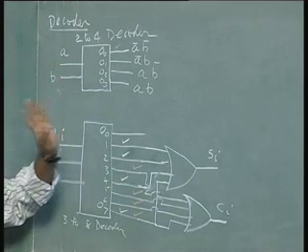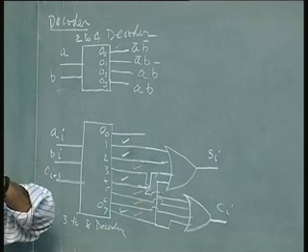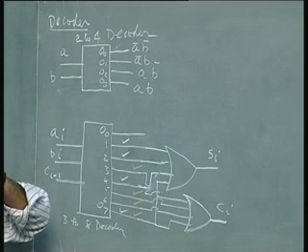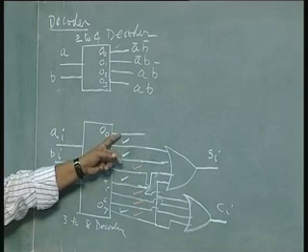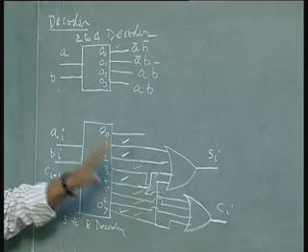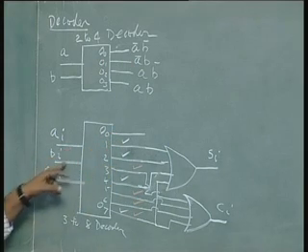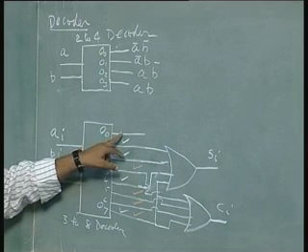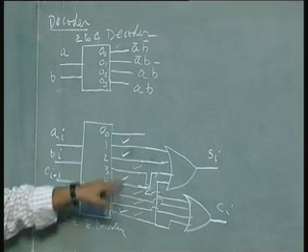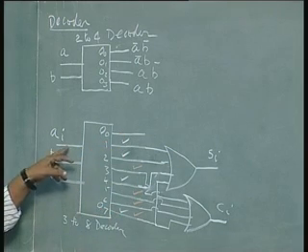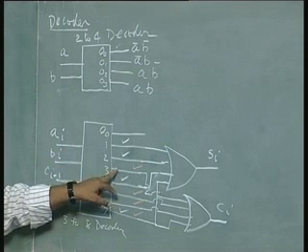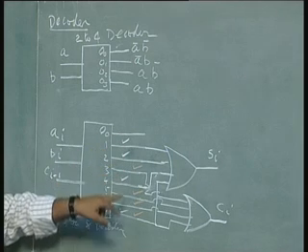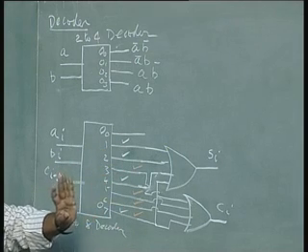But in an actual commercial device, outputs are active low. That means when I choose a combination, the corresponding output will be low and the rest of the outputs will be high. For example, if the input is 0, 0, 0, O0 will be 0 and all others are high. If we take 0, 1, 1, which corresponds to combination 3, O3 will be low and all others will be high. This is called active low.